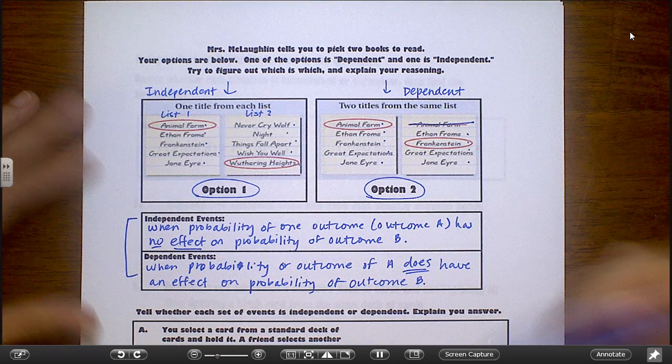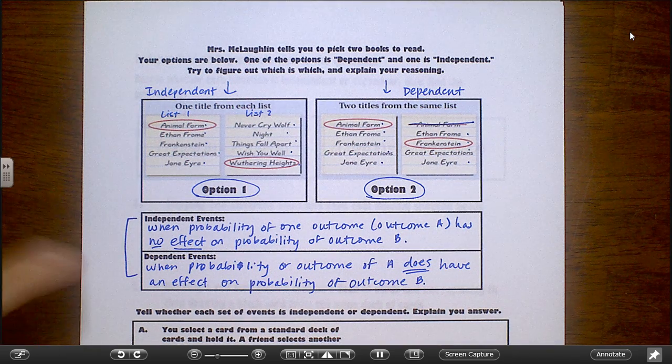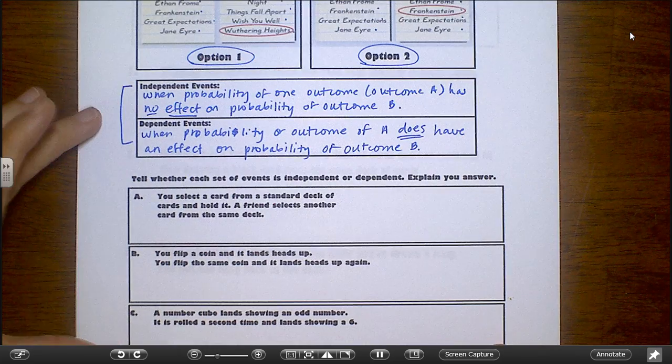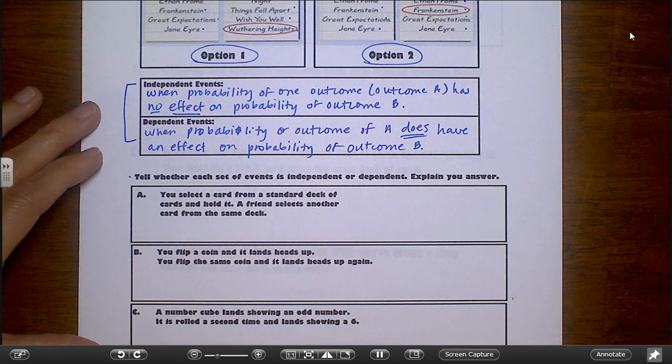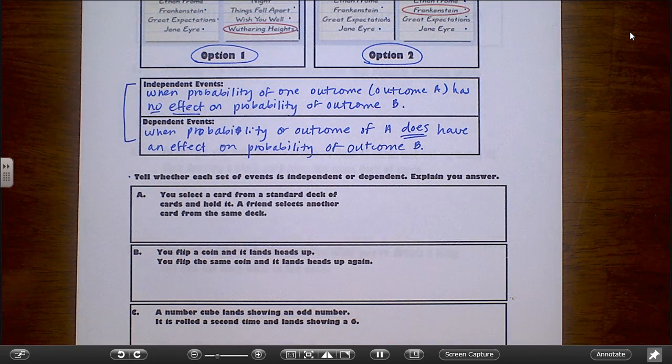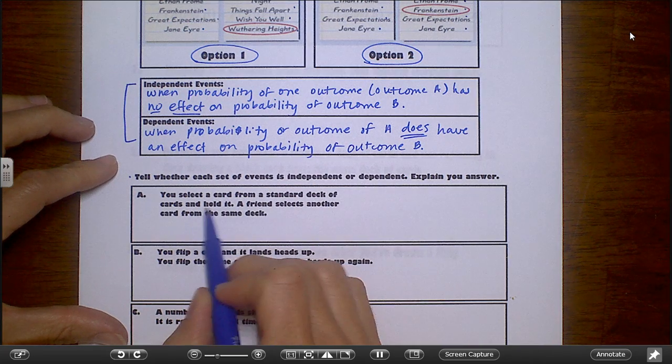So that's sort of what we're looking at with probability, right? You're dependent if what happens in the second event is dependent on what happened in the first. Okay. All right, so we're going to tell whether each set of events is independent or dependent and explain. So I'm going to select a card from my standard deck of cards and hold it.